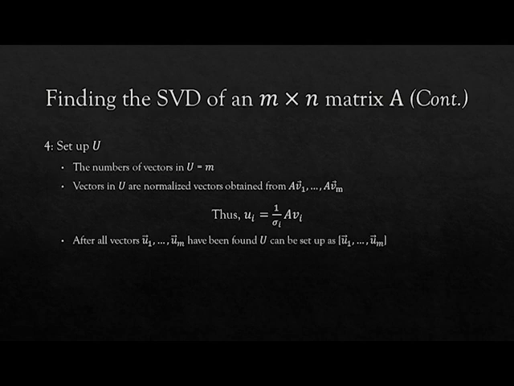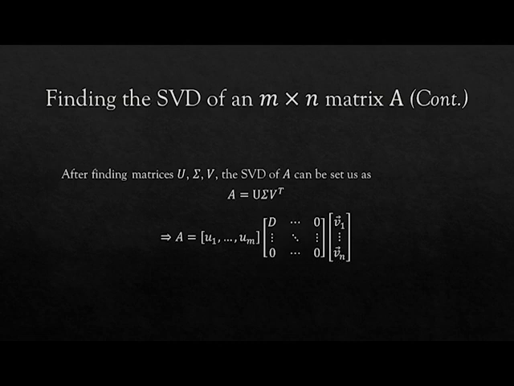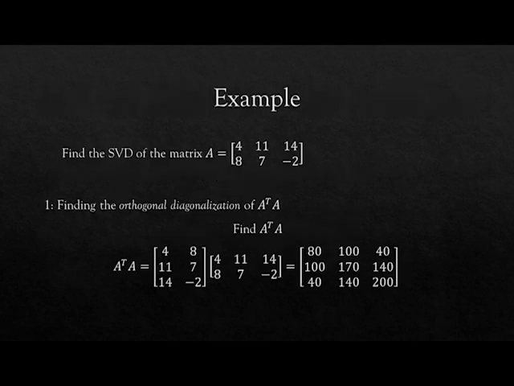The fourth step is to set up the matrix U with m vectors. Vectors in U are normalized vectors that result from A times V sub i, where V are the eigenvectors present in the matrix we found beforehand. After finding the vectors U1 to Um, U can be set up with its columns containing these vectors. After all three matrices U, sigma, and V have been found, the singular value decomposition can be set up as their product, the only difference being that the transpose of V has to be put into the equation.